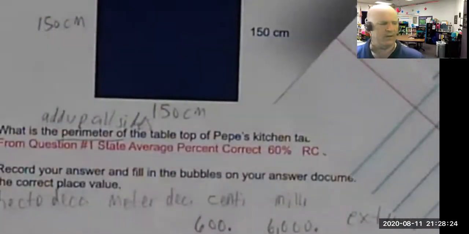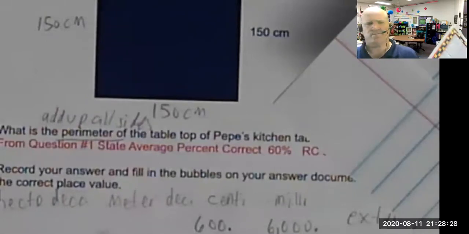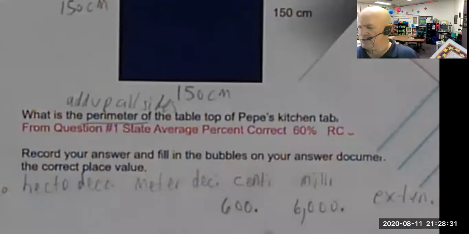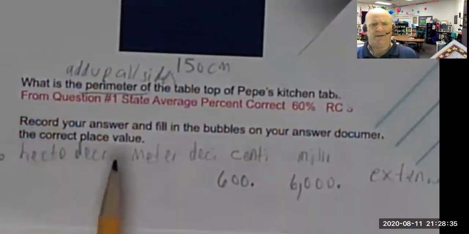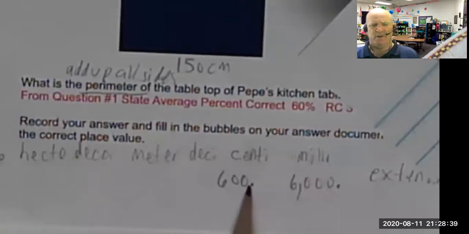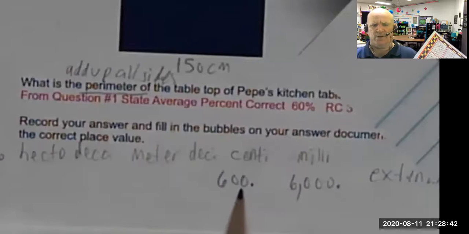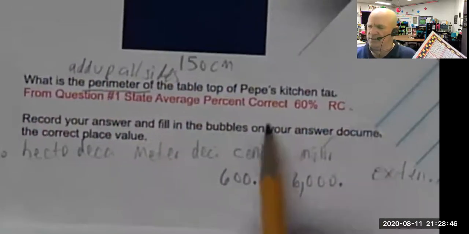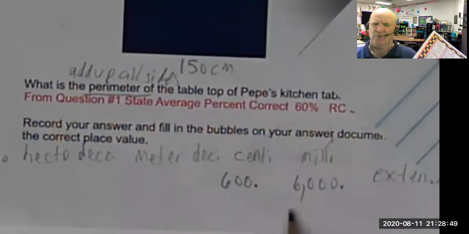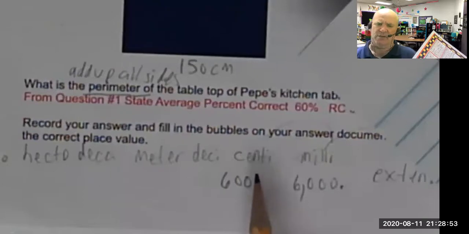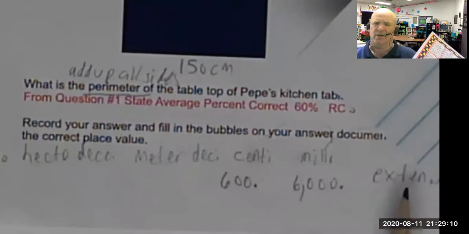An extension, going one step beyond, I went ahead and asked the question for extra credit. If it's kilo, hecto, deca, meter, deci, centi, milli, if it's 600 centimeters, if you move to the right from centimeters to millimeters, then you move the decimal to the right. So 600 centimeters would be the same as 6,000 millimeters. 600 thicknesses of a pencil are the same as 6,000 thicknesses of a dime. That's what I call an extension, to extend beyond the problem.